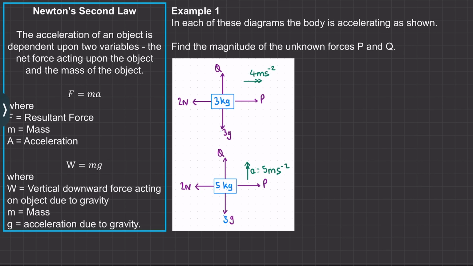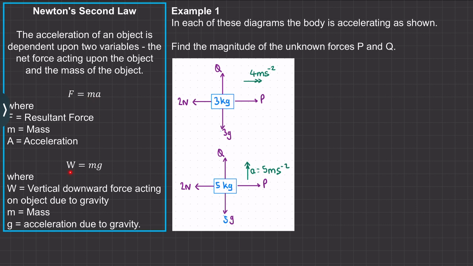Hi, so in this video, we're going to look at forces and acceleration. In particular, we're going to apply Newton's second law. And this states that the acceleration of an object is dependent upon two variables, the net force acting upon the object and the mass of the object. So the resultant force, F, is the product of the mass and the acceleration.